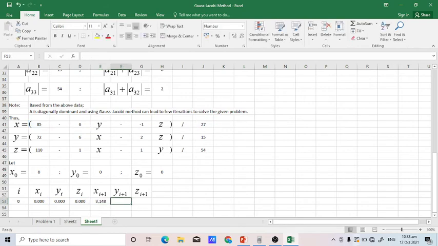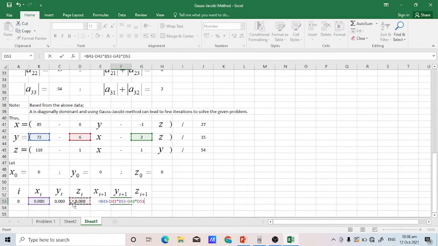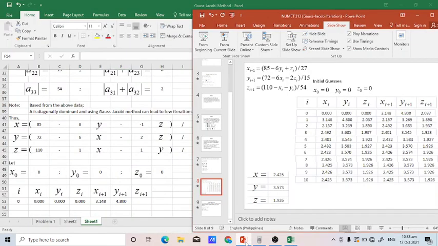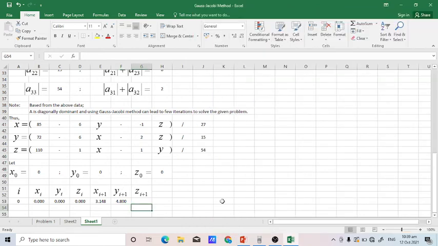Then dito, so we have 72, minus 6 times x sub 0 minus 2 times z sub 0, parenthesis over 15. Enter. 4.8. Ayun, nakuha 4.8.